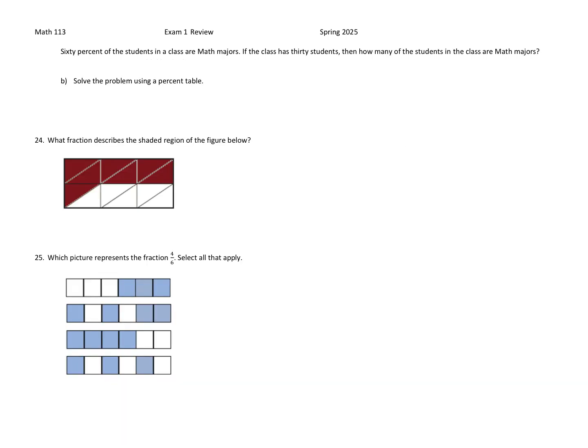Okay, I have the same problem. 60% of students in the class are math majors. The class has 30 students. How many of the students are math majors? And it says to solve this using a percent table. So I'm going to make a table where I have percent and number of students. Okay, and start with the given information here. So I am told that the class has 30 students. That's the whole class. So 100% of the class is 30 students.